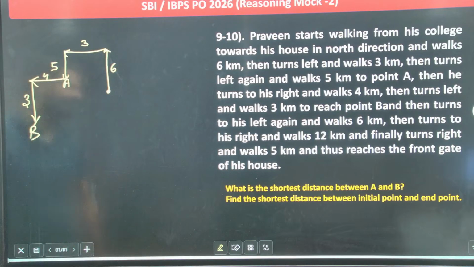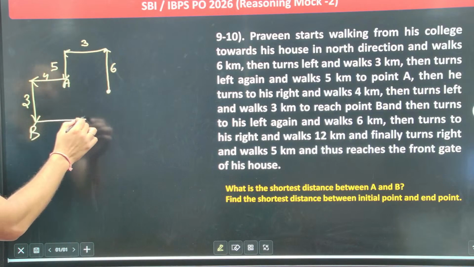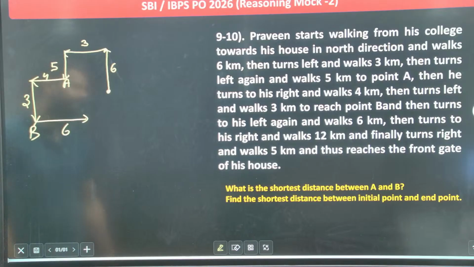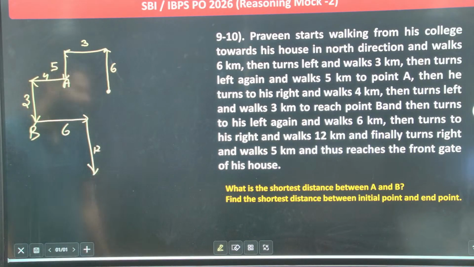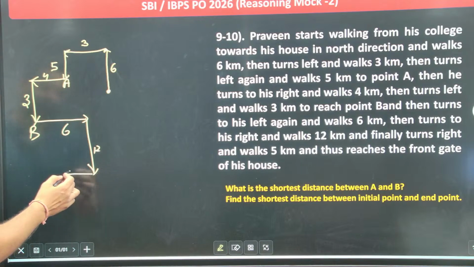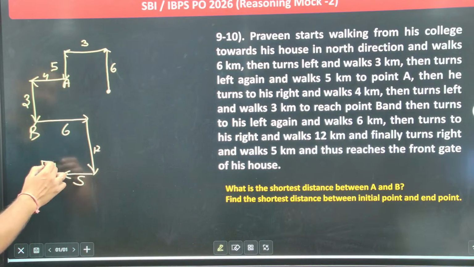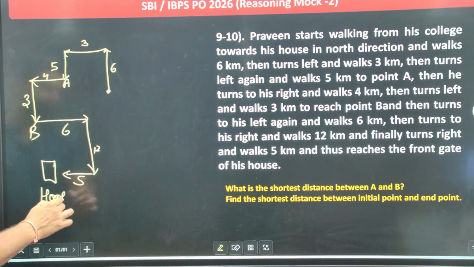This is point B. And then turns left again 6. 4, 5, 6. From here this is 6. Then turns right 12. This is right again and 12. Finally turns right 5 kilometers. From here, 5. This is the front gate of the home.